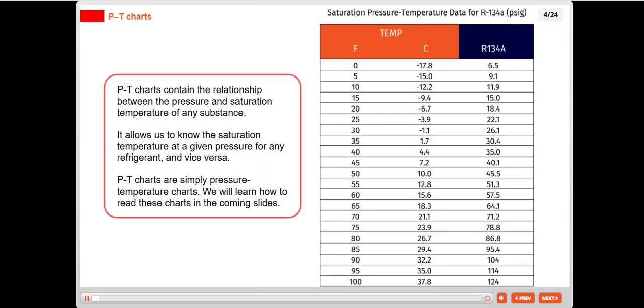PT charts contain the relationship between the pressure and saturation temperature of any substance. It allows us to know the saturation temperature at a given pressure for any refrigerant, and vice versa. PT charts are simply pressure temperature charts. We will learn how to read these charts in the coming slides.